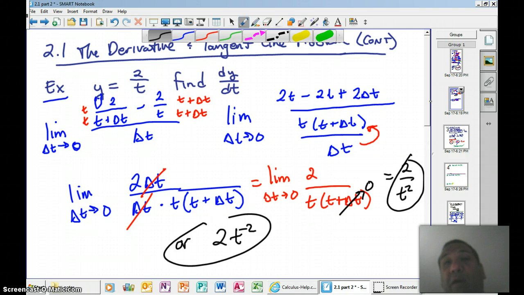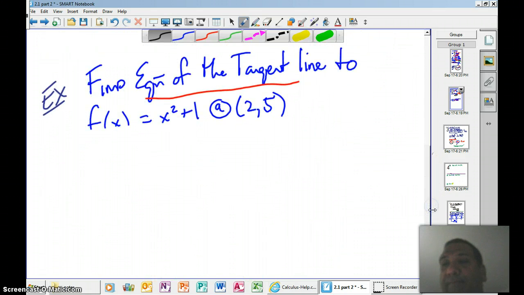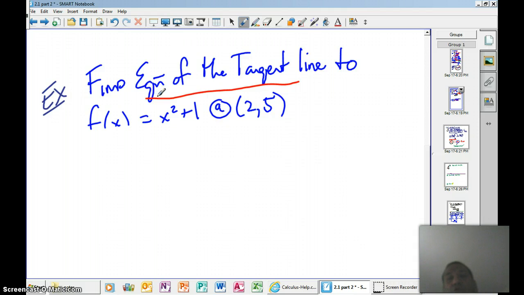I have another problem that I'm going to ask you on a quiz either tomorrow or the next day. And it looks like this. Find the equation of a, that's my shorthand for equation. I'm just moving a little bit here. Look at the sweat. Jeez.